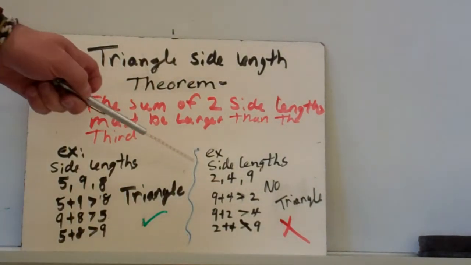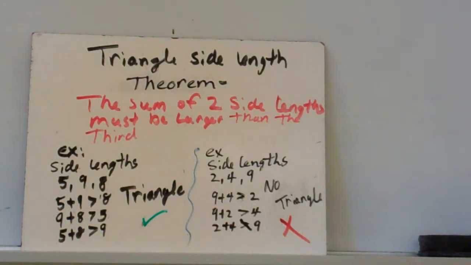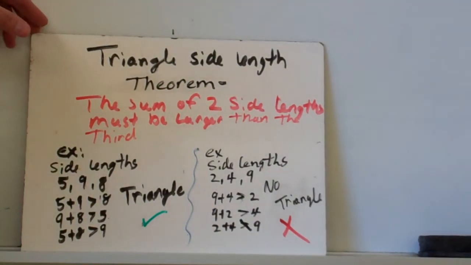If we look at the other example, I have the side lengths of 2, 4, and 9, and then 9 plus 4 is larger than 2, and 9 plus 2 is larger than 4, but 2 plus 4 is not larger than 9, so those side lengths cannot make a triangle.